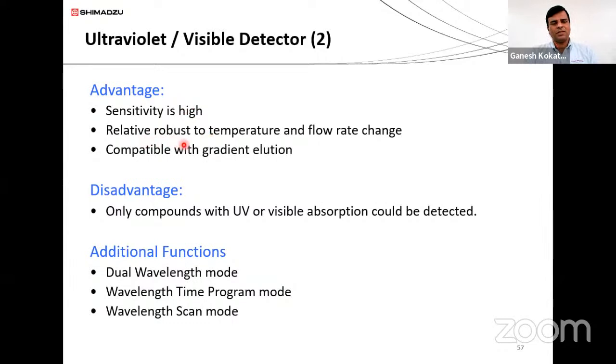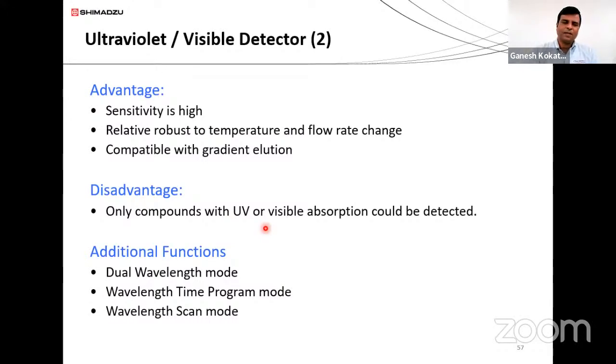Then there is relative robustness to temperature and flow rate changes as well. It's robust: if you change the flow rate or the temperature, it will not have any strong impact on the detection level. And obviously UV is gradient compatible. Some of the detectors in the HPLC are not gradient compatible, but the UV detector is gradient compatible. The only disadvantage of UV is that only compounds with UV and visible absorption can be detected.